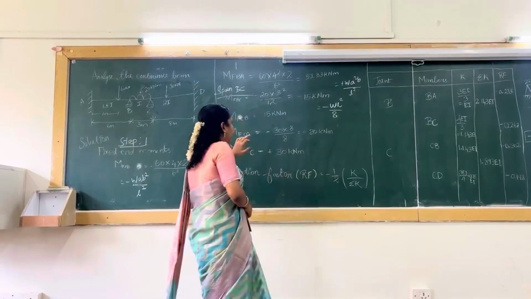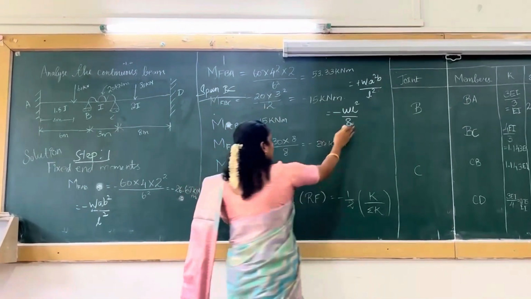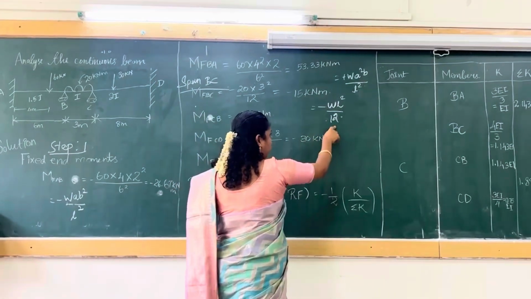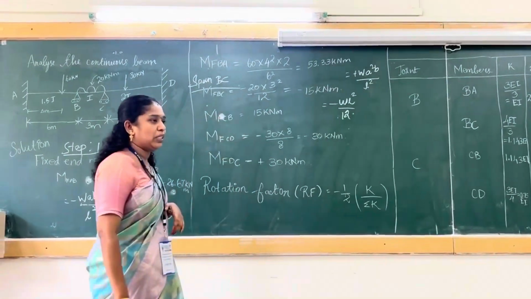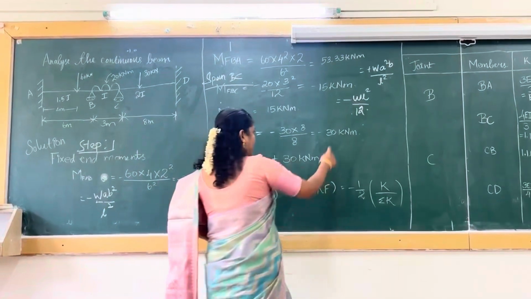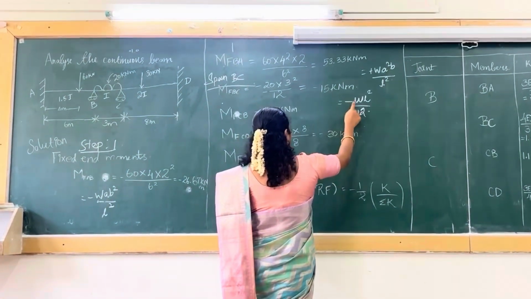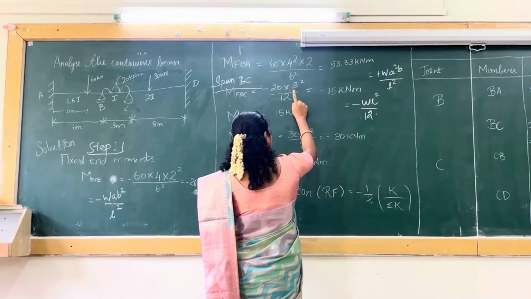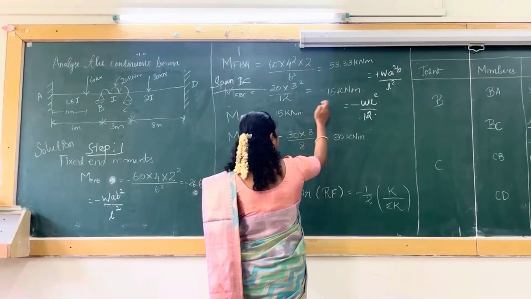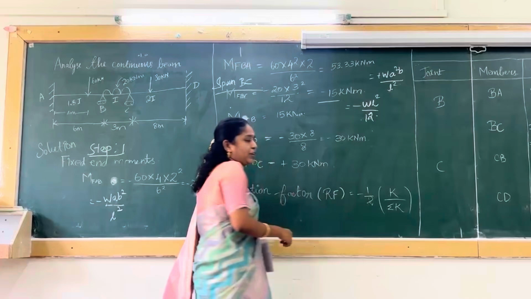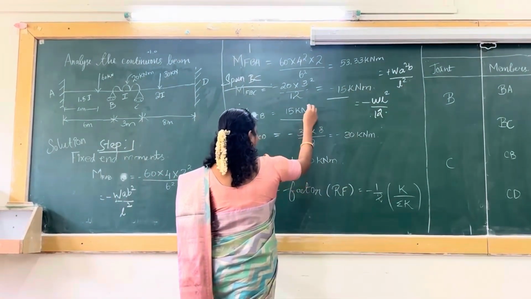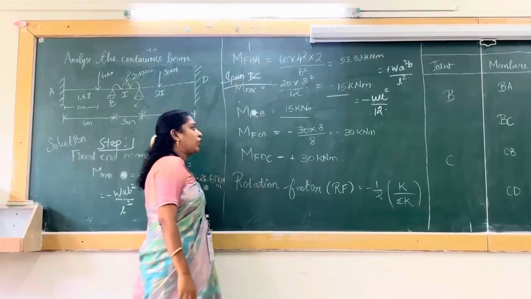W is 20, L is 3, W L square by 12. As simply supported beam it is by 8, if it is fixed beam then the fixed end moment is by 12. So minus W is 20 into L square 3 square divided by 12. We are getting the answer as minus 15 kilonewton meter. And then for CB, it is plus 15 kilonewton meter.